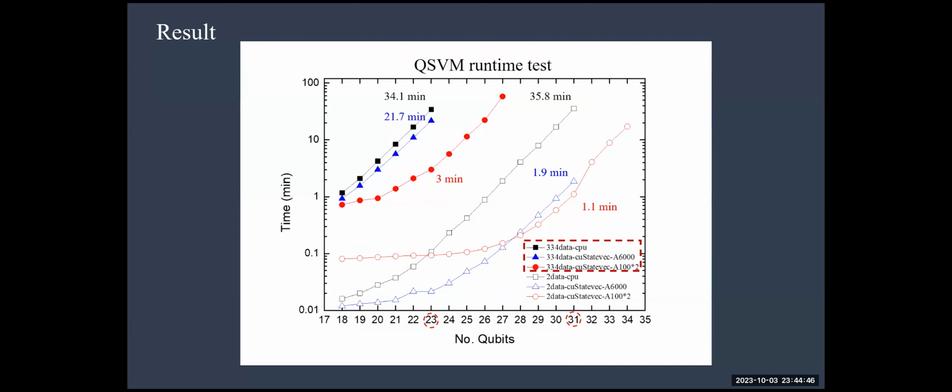In the case of 23 qubits and 344 data points, the computation times for CPU, A6000 GPU and A800 GPU were 34.1 minutes, 21.7 minutes and 3 minutes. The A6000 GPU was approximately 1 times faster than CPU, and the A800 GPU was 11 times faster than CPU.